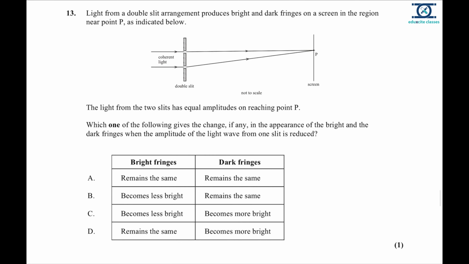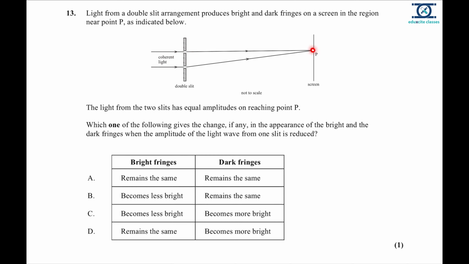Now question number 30 is quite interesting. This is again a double slit arrangement. It produces bright and dark fringes on the screen near point P as indicated. The light from the two slits has equal amplitude as of now. Which one of the following gives the change, if any, in the appearance of the bright and the dark fringes when the amplitude of the light wave from one slit is reduced?